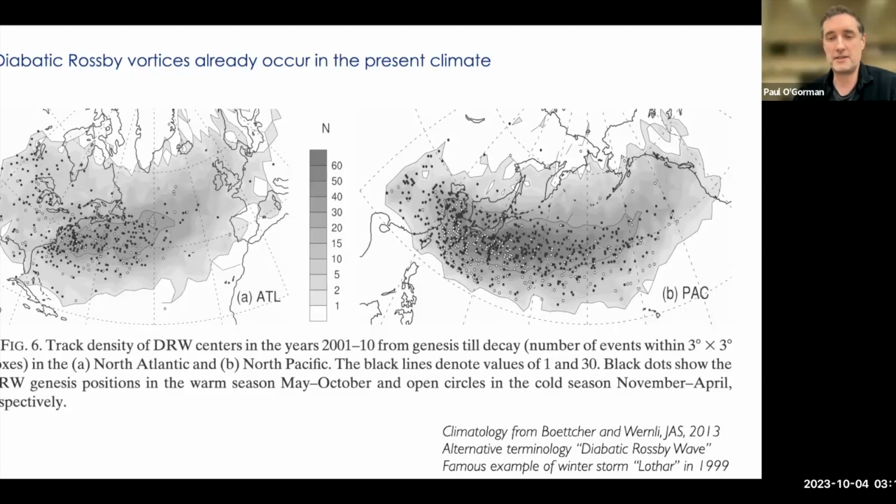And a famous example, highlighted in a paper by Heini Wernli, is the winter storm Lothar that went across the Atlantic, interacted with the jet stream and had a lot of impacts in Europe. But there's also been high impact events involving diabatic Rossby vortices on the east coast of the US, for example.